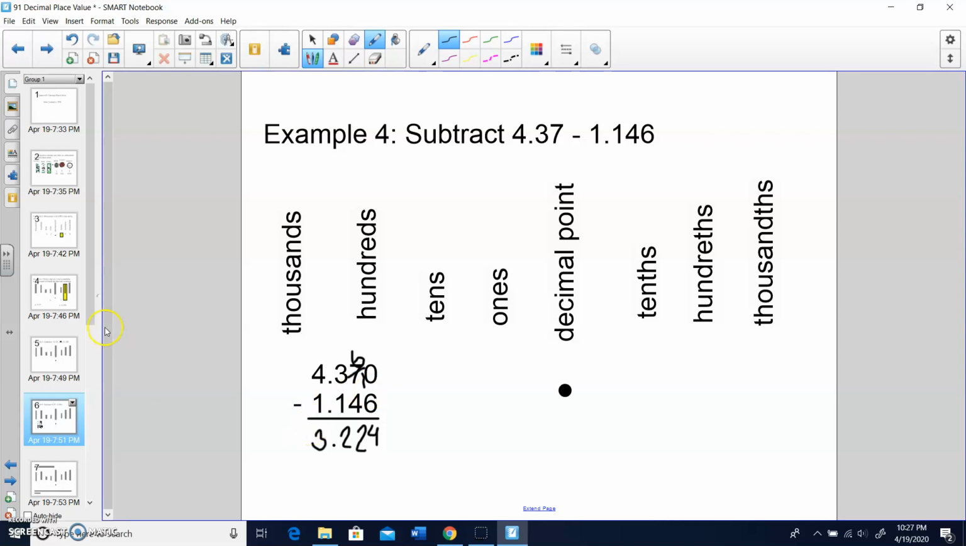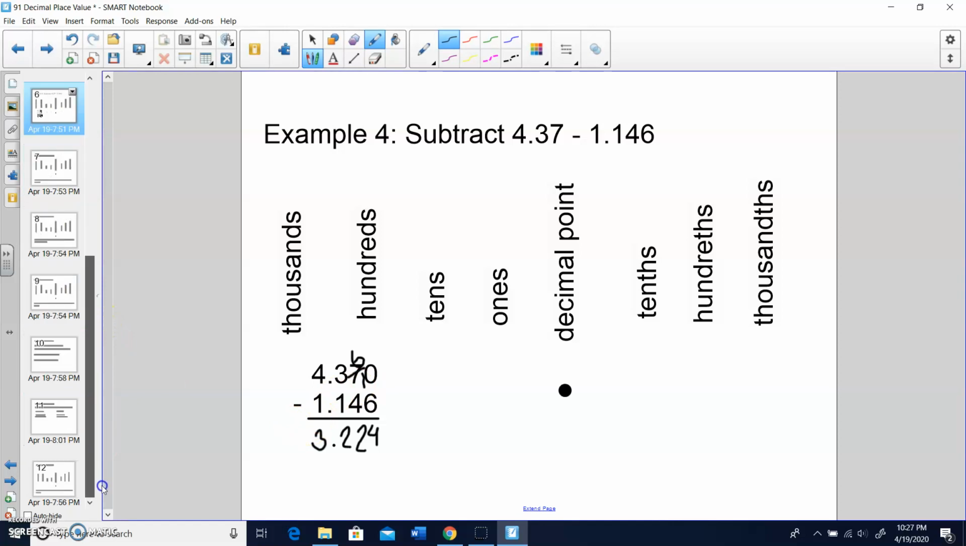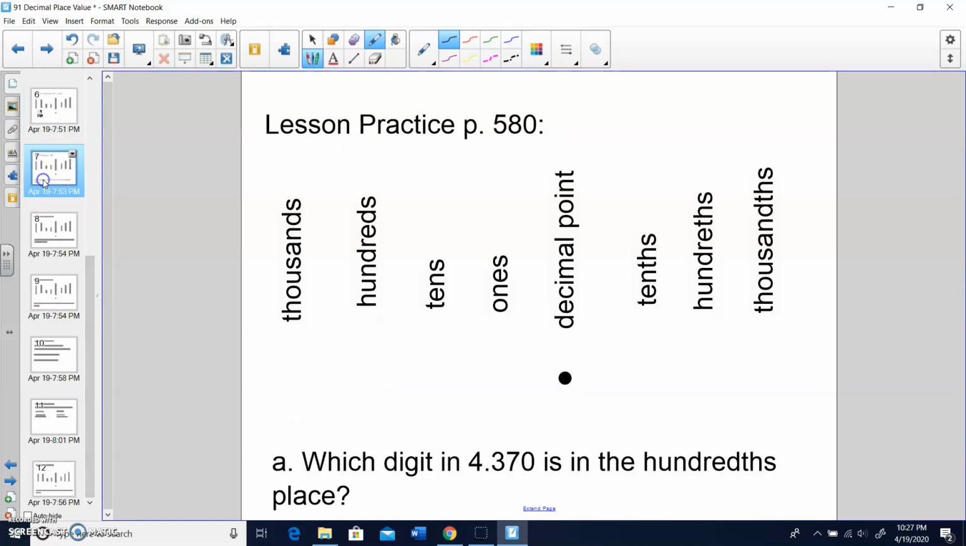Okay, at the end of a decimal number, I can add as many zeros as I want to make it easier. Okay, going on to lesson practice, the bottom of page 580. Here's my decimal or my place value chart, though I can use that to help me if needed. A says which digit in 4 and 370 thousandths is in the hundredths place? So I'm going to fill in these numbers in the place value chart just so I can see what I got going on.